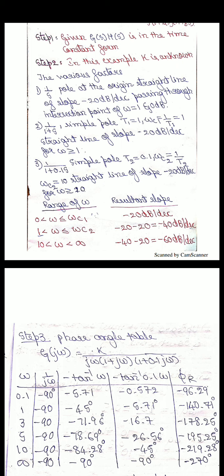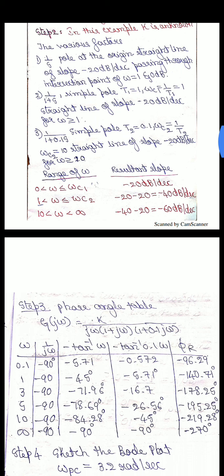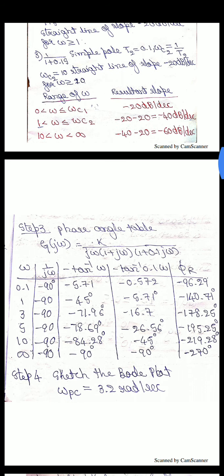Next, in the third, 10 less than omega less than infinity. Before, we got minus 40. If omega is greater than 10, the third factor contributes minus 20 dB per decade. So minus 40 minus 20, you will get minus 60 dB per decade. This is up to step 2.